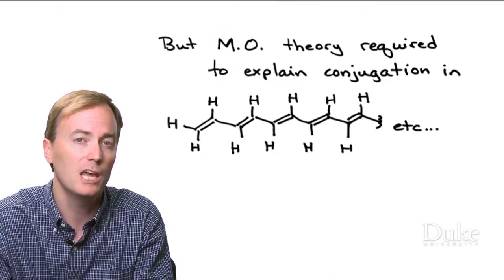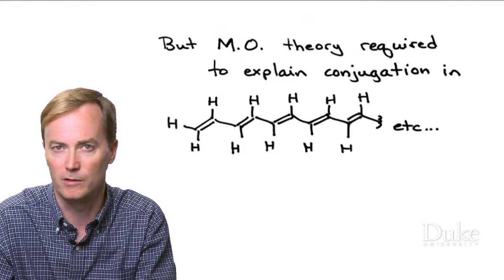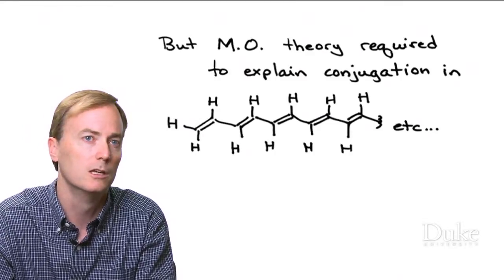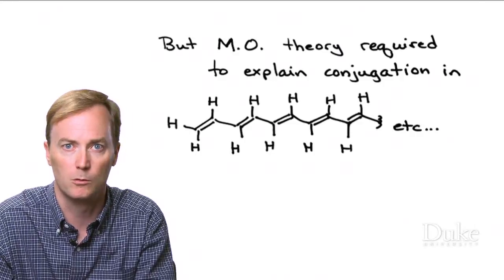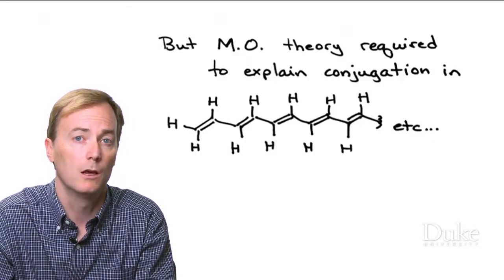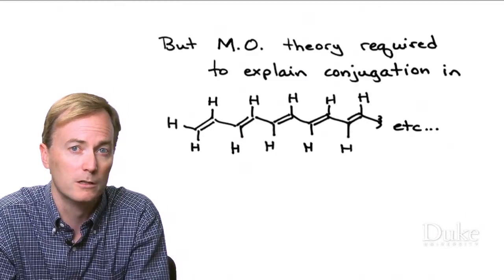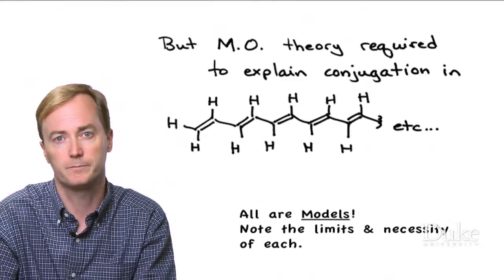And that conjugation is something that can't be explained by hybridization, valence shell electron pair repulsion, certainly not by Lewis structures themselves. It really requires a molecular orbital description in order to get the conjugation, which has important implications, as you'll see in some of the supplemental materials in this section, for the electronic properties of polyacetylene.